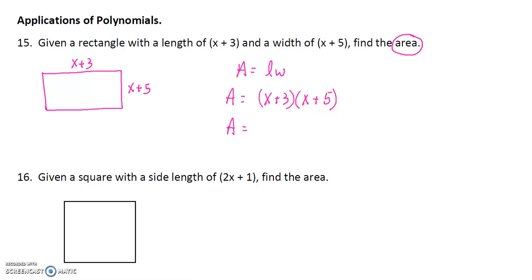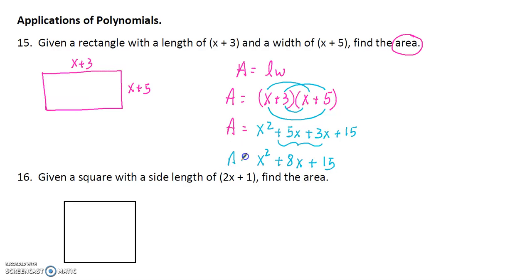Since we did so many boxes a minute ago, I'm going to do FOIL. So I'm going to say first, which is x times x, which is x squared, and then outer, so x times 5 is 5x, and then inner, so 3 times x is 3x, and then last, 3 times 5 is 15. Combine these like terms right here, so we have x squared. 5x plus 3x will give me 8x. And then, of course, my positive 15. So the area for this rectangle should be x squared plus 8x plus 15. All right, let's keep going.